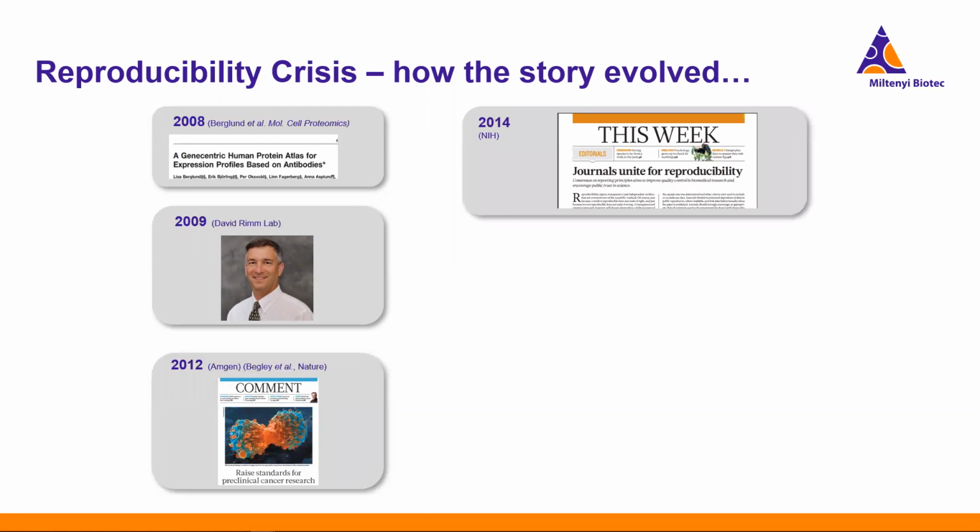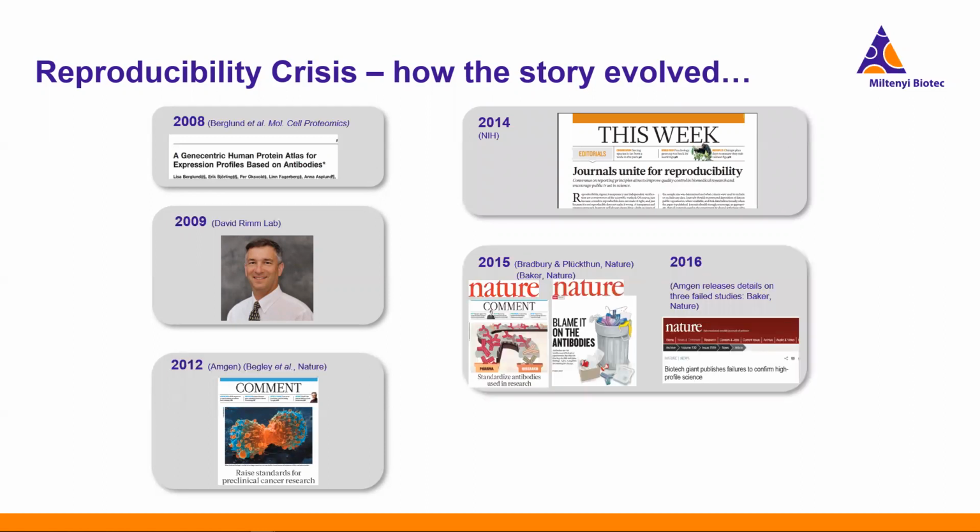So in 2014, the NIH met with leading publishers in order to try to find some sort of solution for this problem. And we see in the subsequent years, there's been all of these publications coming out of Nature calling on the scientific community to create and then use recombinant antibodies that have a defined DNA sequence.